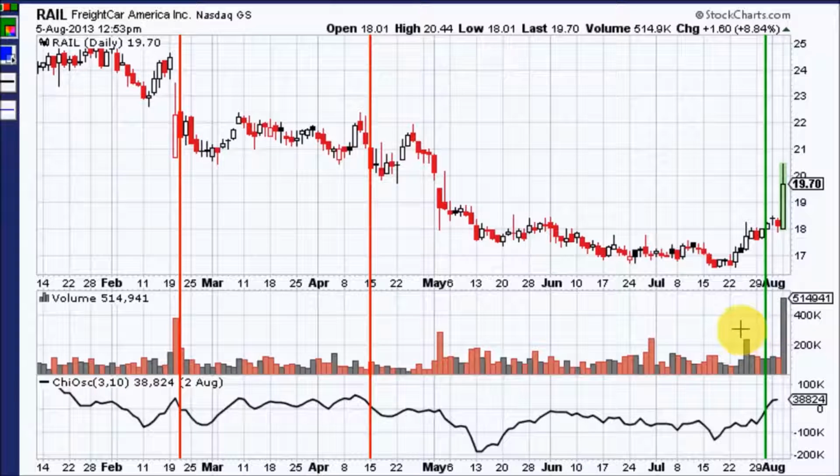Now this volume spike right here broke it. This high on this day right here was above all of this resistance right here, these 3 points of resistance. And then on the huge volume today, it broke out above all levels of resistance here. Okay, the next resistance area is right here.